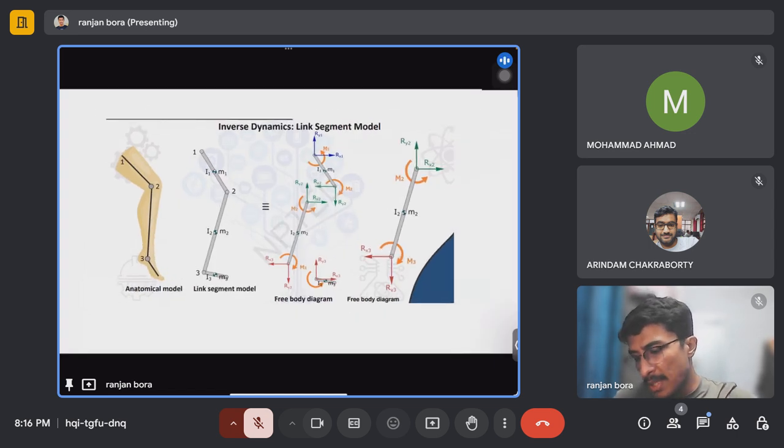In the inverse dynamics model, we model the anatomical model as a link segment model, which means we model different parts of our body as links. Here you can see that the leg can be modeled as a three-link member: this is the upper part of the leg, this member is the lower part of the leg, and this is the foot.